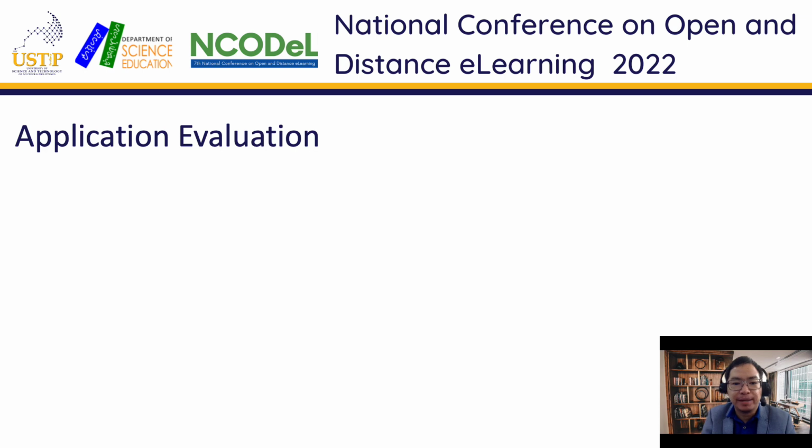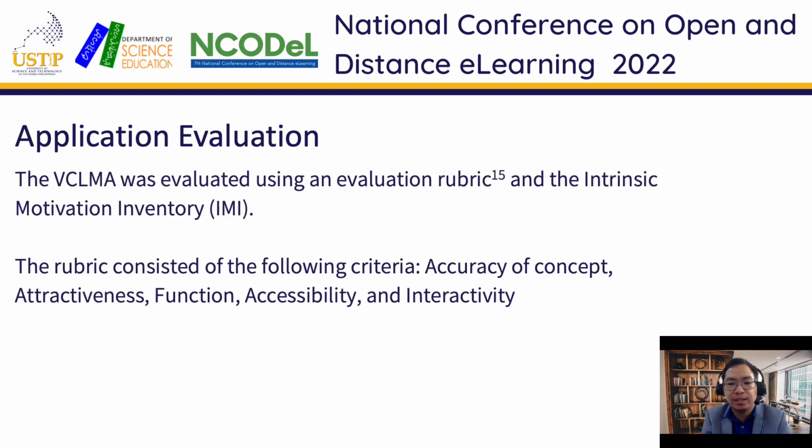The VCLMA was evaluated using the researcher-made evaluation rubric and the Intrinsic Motivation Inventory. The researcher-made application evaluation rubric was utilized by 5 chemistry teachers to evaluate the VCLMA, while students answered the revised IMI in terms of activity perception.